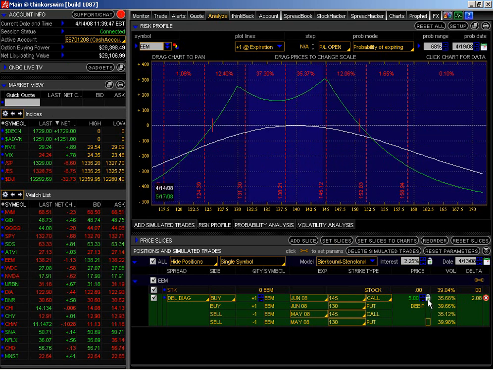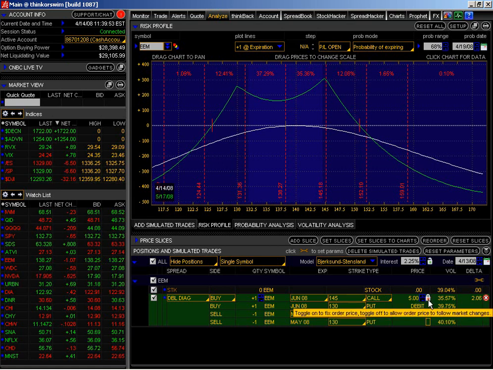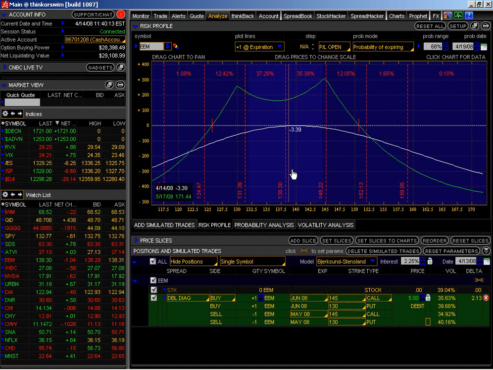Whenever you see this little red lock down here, that means you've locked in. If you change any of the parameters, it's going to lock in the debit that you're paying. But if you change the strike prices of your calls and puts, then you need to unlock this to get the current price on this double diagonal. That looks a little better, doesn't it?